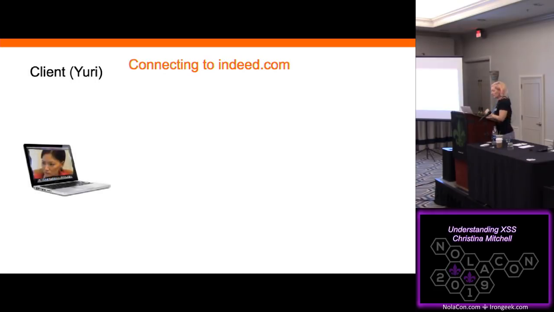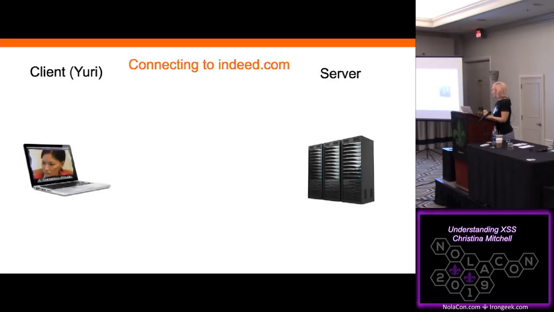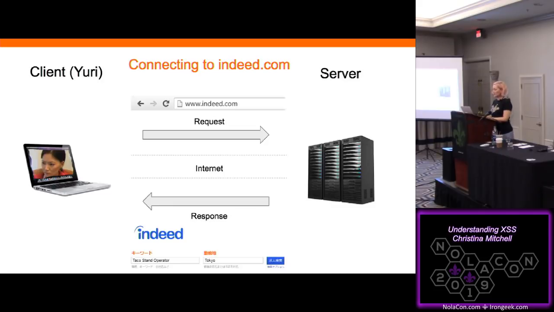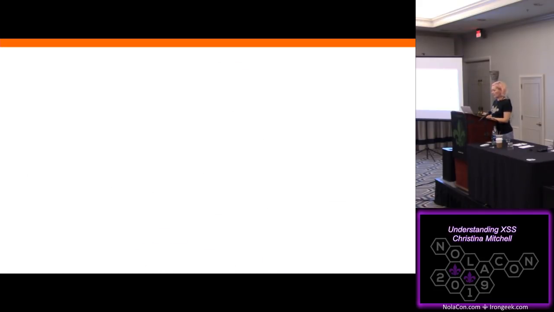But in this example, Yuri wants to visit Indeed.com. Her browser acts as the client to send the request. The request travels through the internet and arrives at our server. Bam! So the server responds with the page data and returning it back over the internet where the browser receives and renders it.